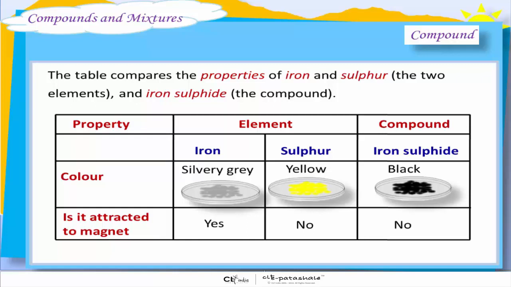Now, what does this form? When these 2 elements react, we have the compound iron sulfide, which is black in color. Now, does the compound iron sulfide have magnetic property? No, it doesn't have the magnetic property.